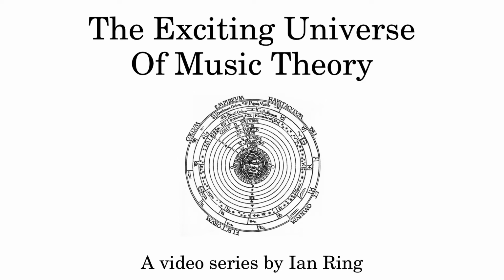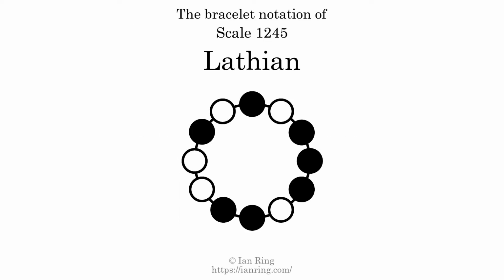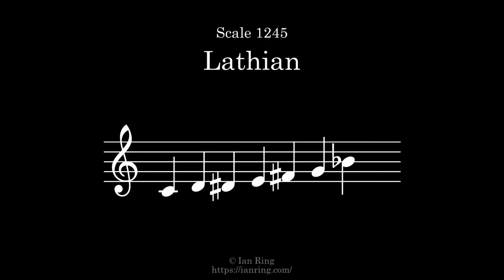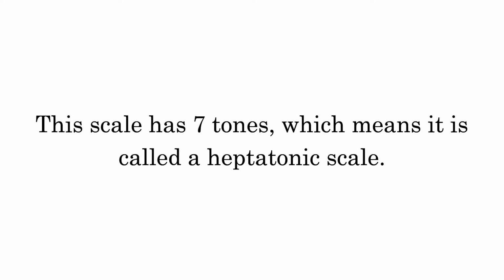Then let's begin. Today we will talk about scale 1245, Lathian, which sounds like this. This scale has 7 tones, which means it is called a heptatonic scale.